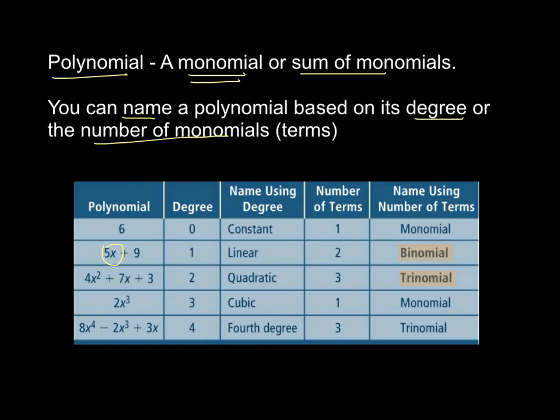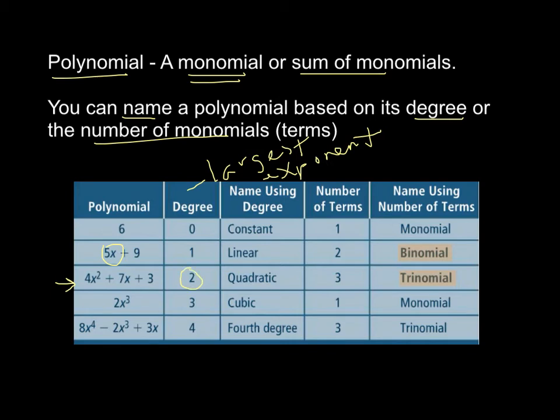4x squared plus 7x plus 3. That has a degree of 2. With a polynomial, we classify the degree based on the largest power. So largest exponent. When we talk about the degree of a polynomial, we're looking at the largest exponent in that polynomial. So in this third one here, that largest exponent is a 2, so its degree is 2, and we call that a quadratic.